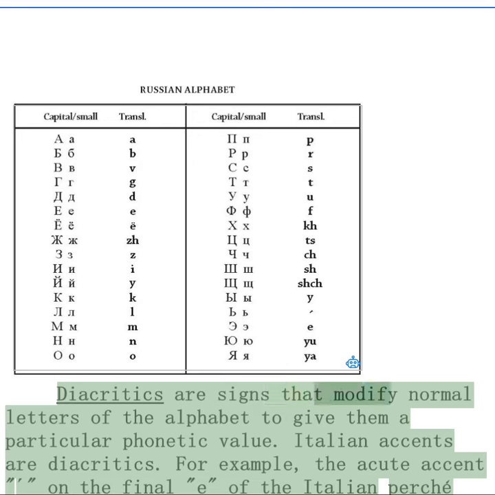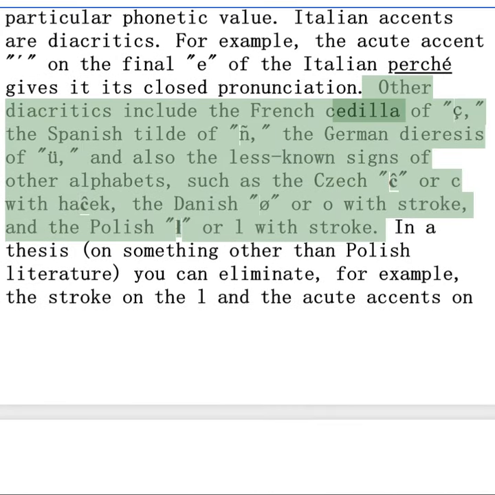Diacritics are signs that modify normal letters of the alphabet to give them a particular phonetic value. Italian accents are diacritics. For example, the acute accent on the final E of the Italian "perché" gives it its closed pronunciation. Other diacritics include the French cedilla of C, the Spanish tilde of N, the German diaeresis of U, and also the less-known signs of other alphabets, such as the Czech C or C with háček, the Danish O or O with stroke, and the Polish L or L with stroke.